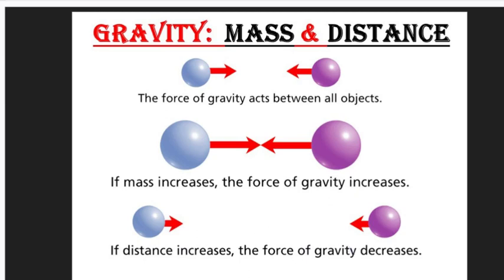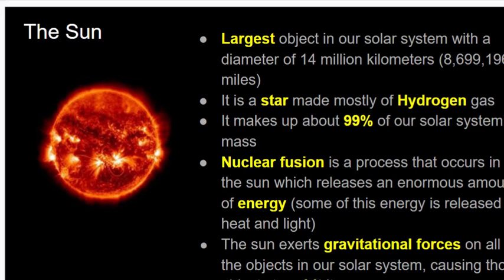So let's talk about the sun for a few minutes. The sun is the largest object in our solar system, with a diameter of 1.4 million kilometers. A way to think about that, because in science we use the metric system: imagine one of the meter sticks we have in our classroom. Imagine 1,000 of those. 1,000 of those is just 1 kilometer. So we're talking about something very huge. In miles, that would be 8,699,196 miles. That is giant.